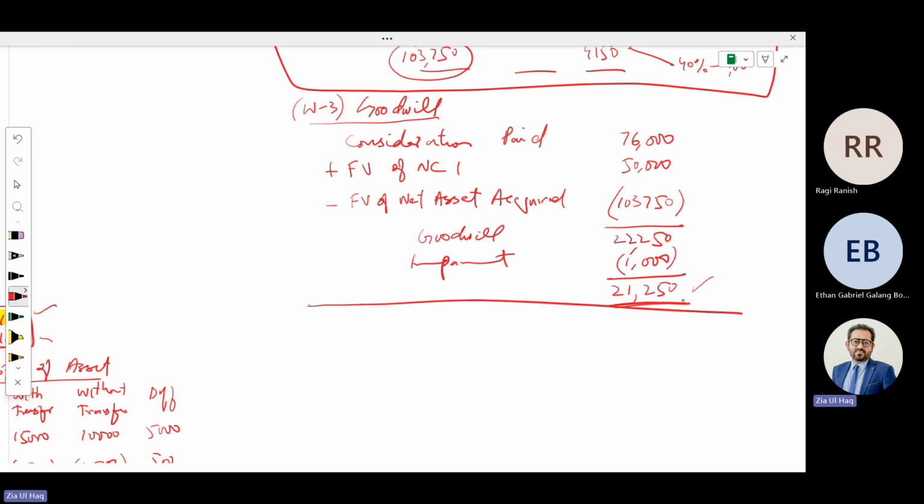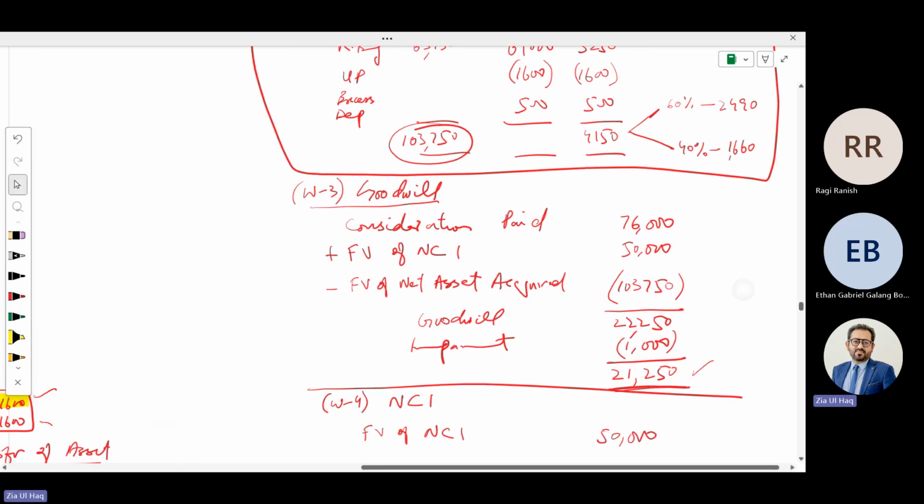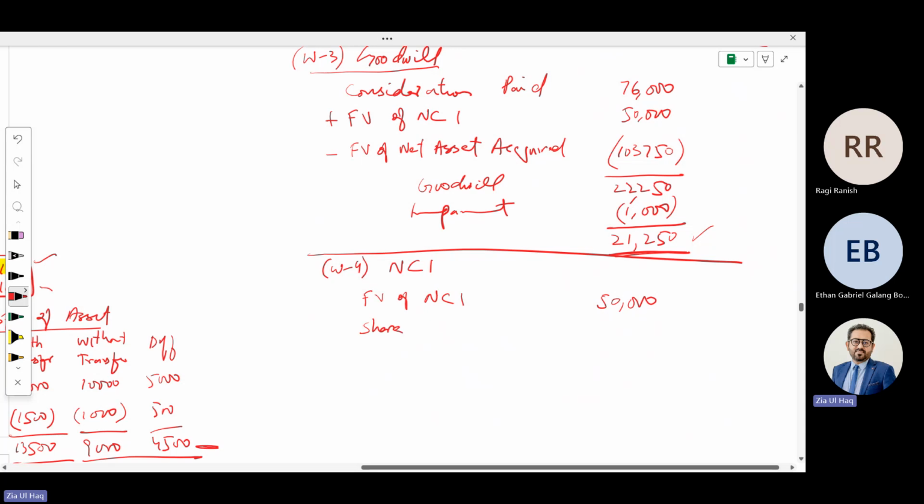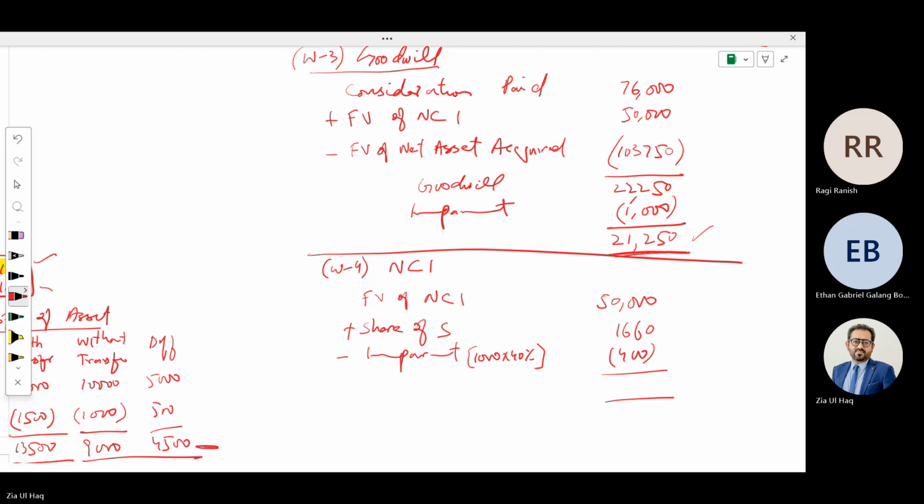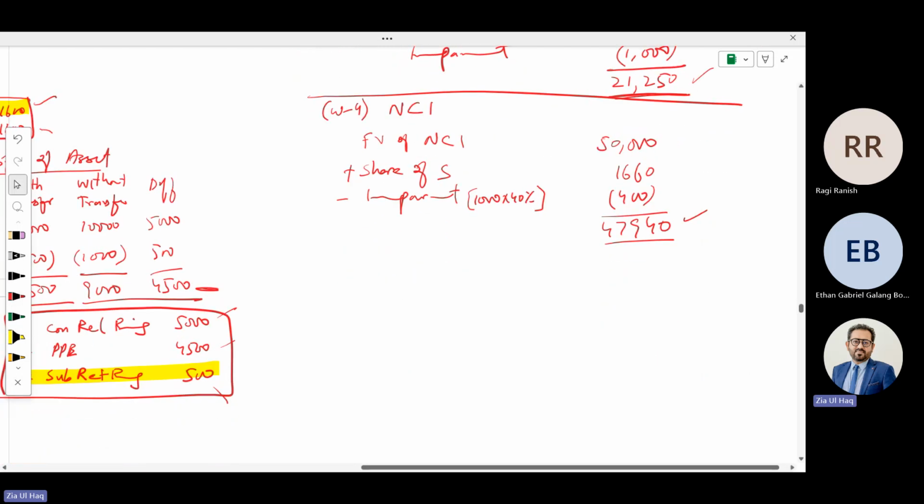What's the next working? Working for non-controlling interest. So fair value of non-controlling interest is given, 50,000. And we have a subsidiary share, how much? 1,660. Yes. Less, we need to deduct impairment. Impairment is 1,000. What is 40%? What is non-controlling interest? That will be recorded under equity. Next, we need to calculate the group's retained earnings.